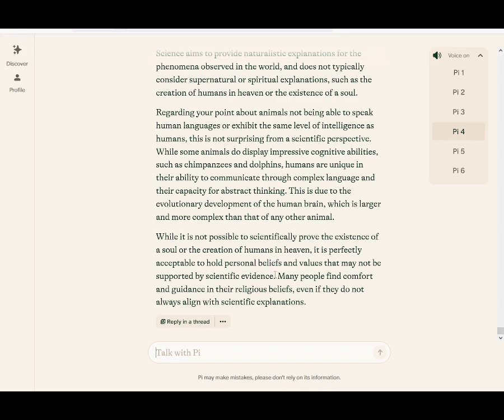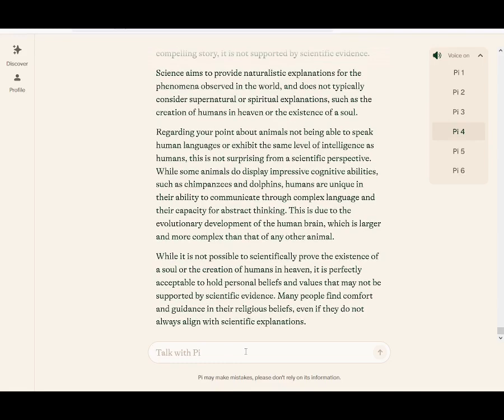While it is not possible to scientifically prove the existence of a soul or the creation of humans in heaven, it is perfectly acceptable to hold personal beliefs and values that may not be supported by scientific evidence. Many people find comfort and guidance in their religious beliefs, even if they do not always align with scientific explanations.